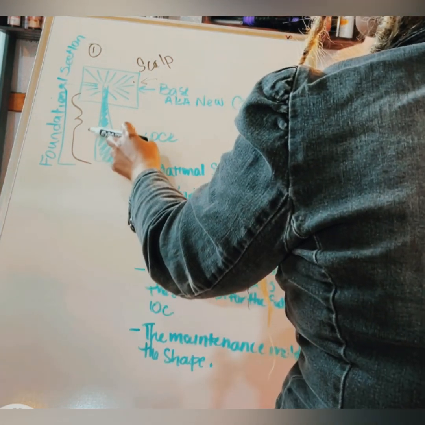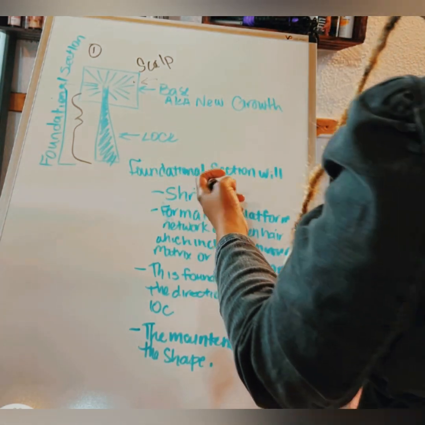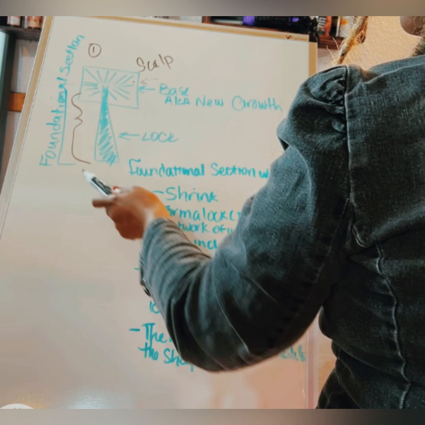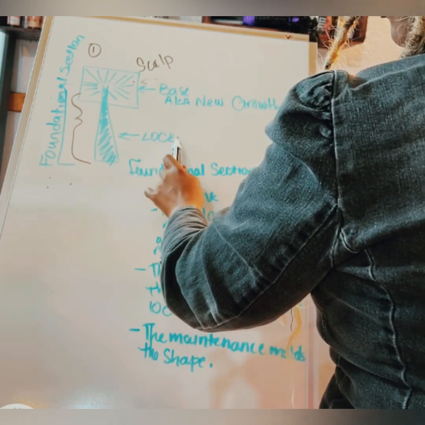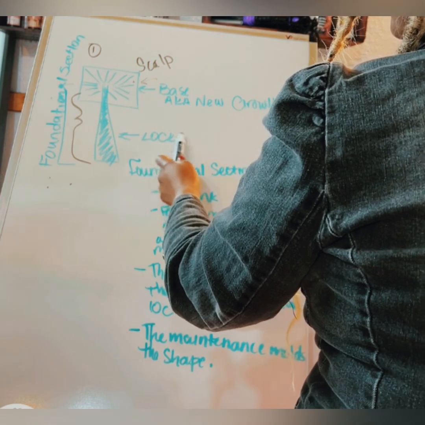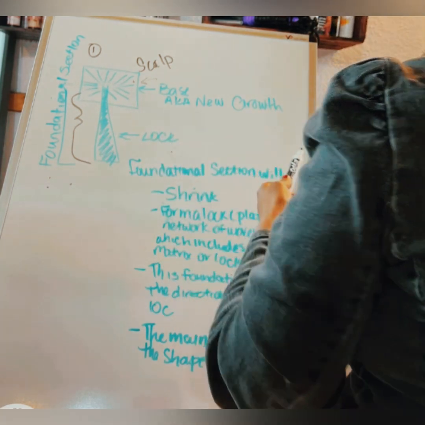So what do you have right here? You have your foundational section, which is the actual lock that hangs off of the scalp, and then you have the base, aka your new growth. So the foundational section ends up turning into a lock. That's what she means. After 1 to 2 months, the pattern of the foundational section will disappear and then turn into a lock.